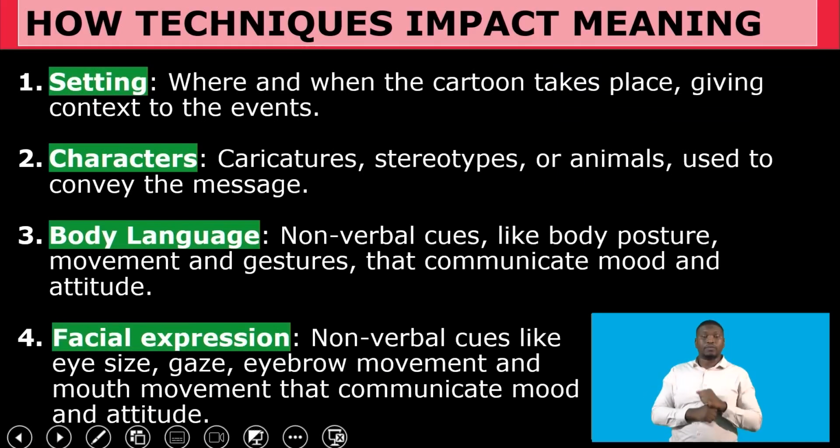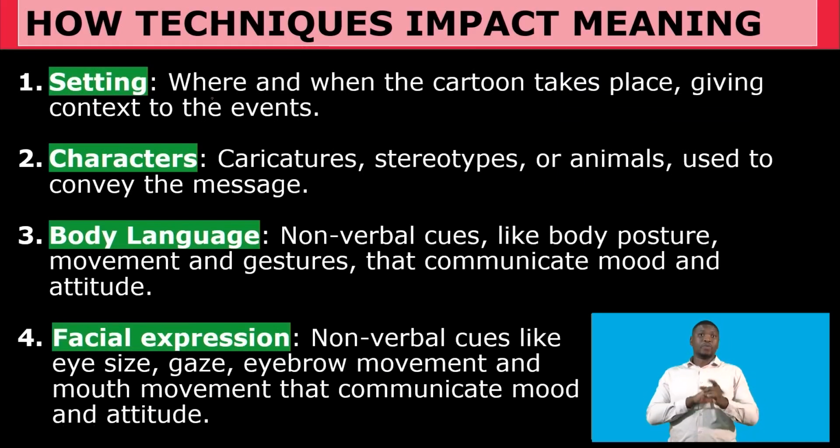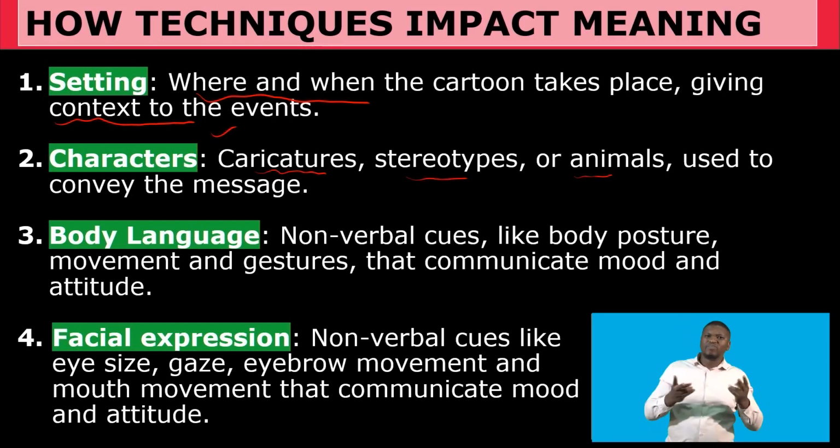The first aspect is the setting. That is where and when the cartoon takes place, and it gives context to the events in the cartoon. Characters, of course, are very simple. They could be caricatures or stereotypes, animals, to convey a certain message.